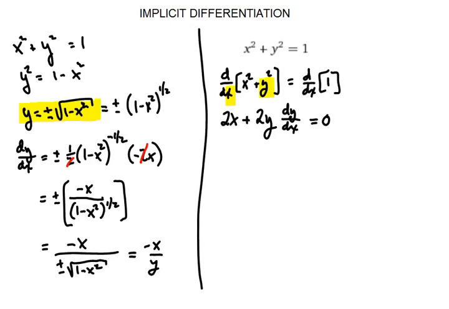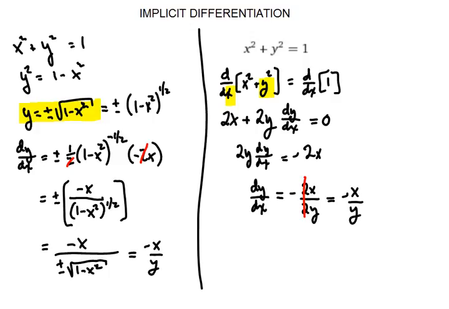Alright, so finally we're just going to solve for dy/dx, and we would get that 2y dy/dx is equal to negative 2x. Divide both sides by 2y. We get dy/dx is negative 2x over 2y. Cancel the 2's. And dy/dx is equal to negative x over y.